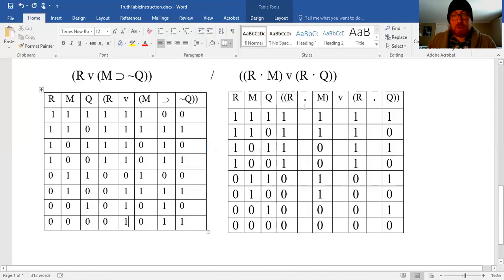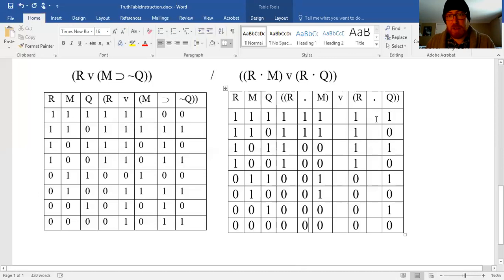Okay, let's go over here. So to find the value of this wedge, we're comparing this dot with this dot. We're comparing these two conjuncts. Okay, so the shortcut for the conjunct is a conjunct is only true when both parts are true. So that occurs on line 1 and 2, and that's it. So in all other circumstances, this dot is going to be false.